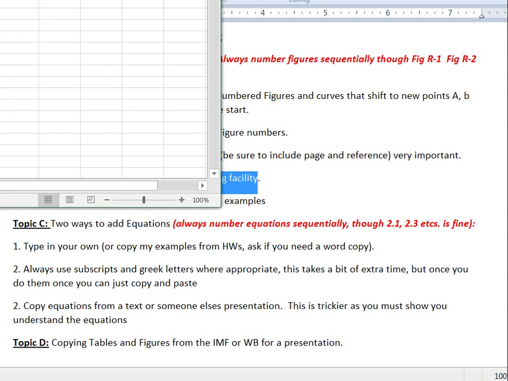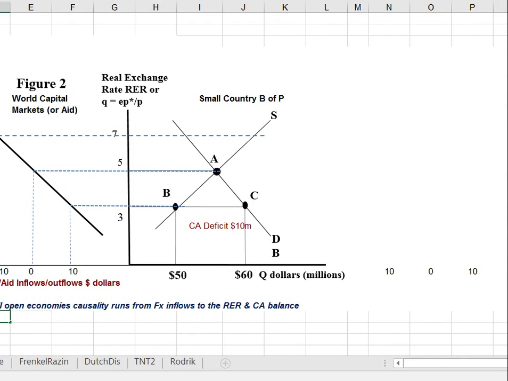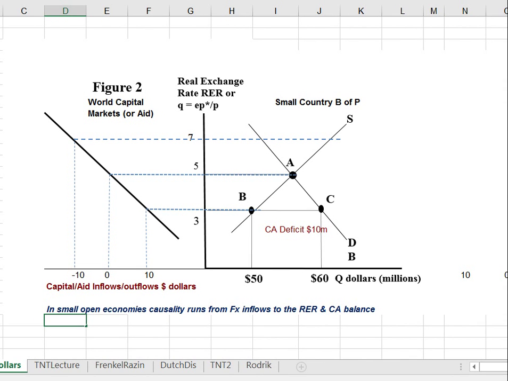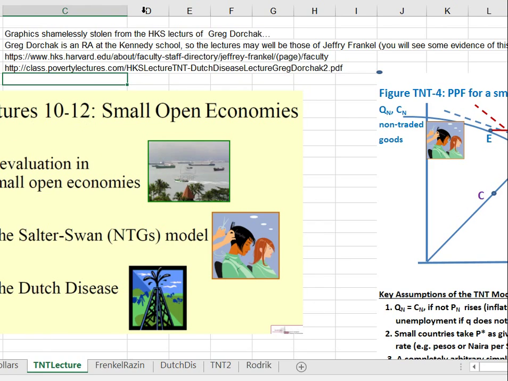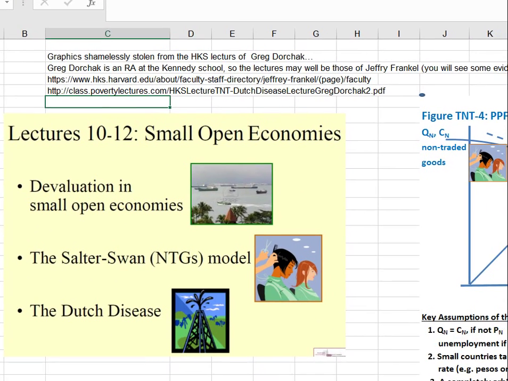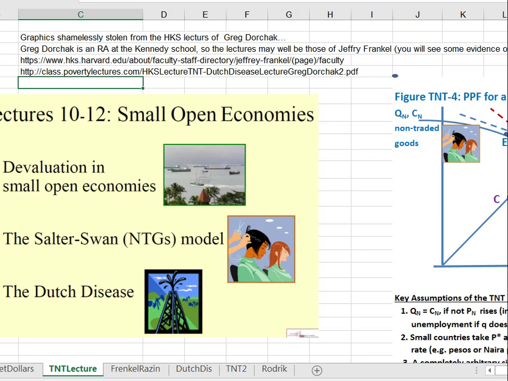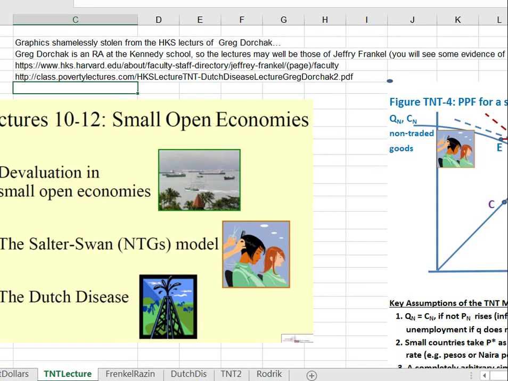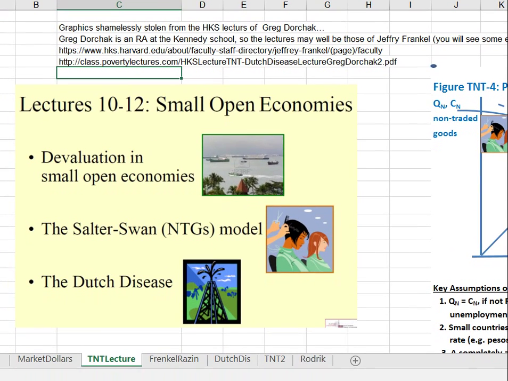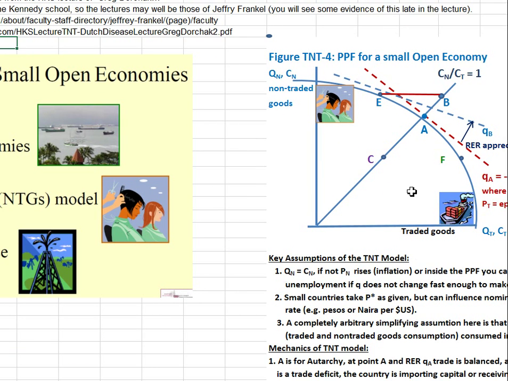But the Excel files are like this one, which has a picture of the market for dollars diagram. And if you need that, you could use it. More likely, you would use the TNT model diagrams, which we actually have some nice graphics now that came from, I think, Jeffrey Frankel. His name is misspelled there, but you can go to the source. They were done by Greg Dorchak, but I think he's a research assistant there. Or he could be the one who taught the course. I don't know.